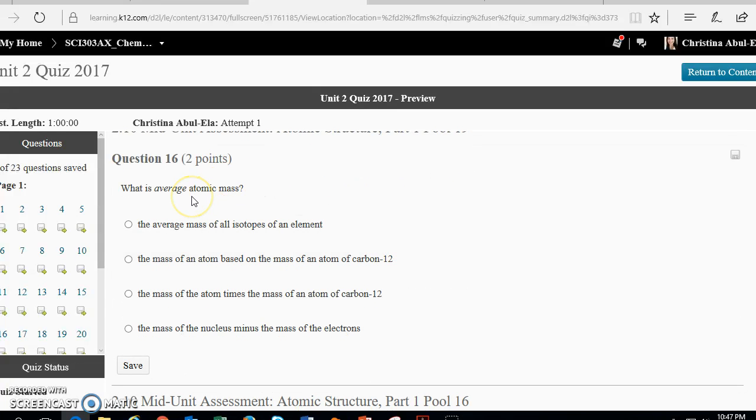Question 16. What is average atomic mass? The average mass of all the isotopes of an element, the mass of an atom based on the mass of an atom of carbon-12, the mass of an atom times the mass of an atom of carbon-12, or the mass of the nucleus minus the mass of the electrons.